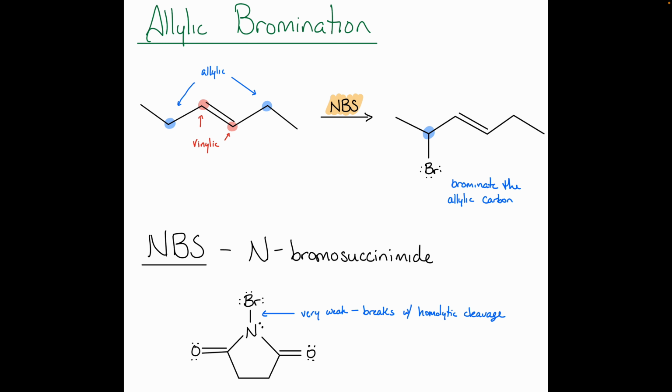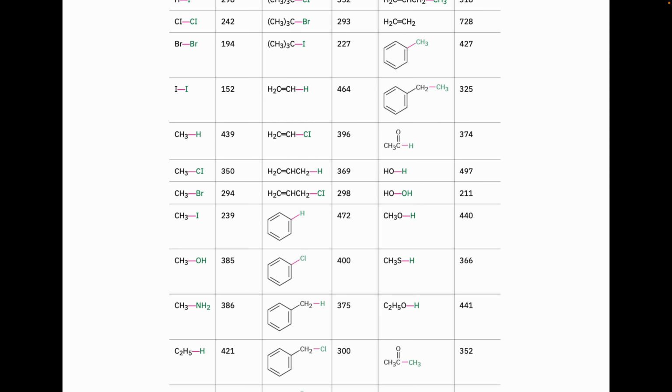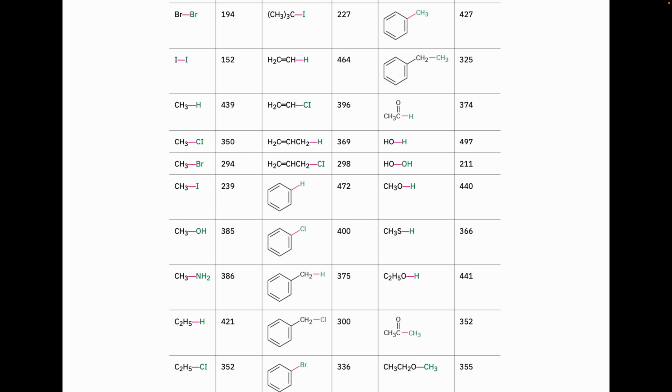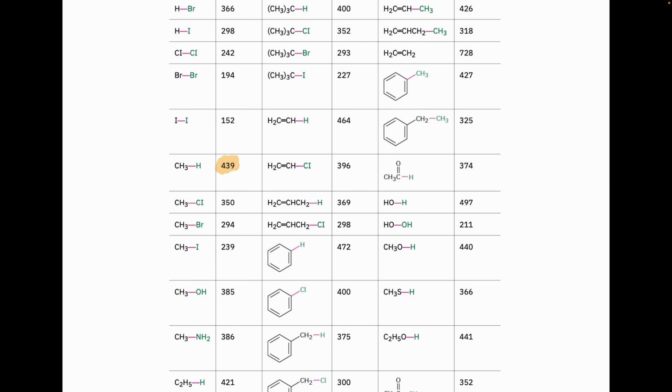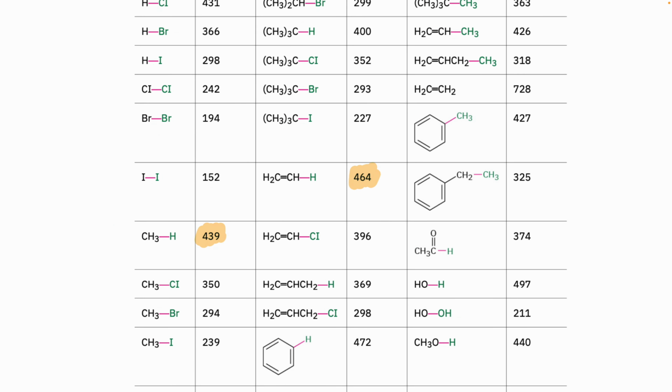So then why the allylic position? All right, if we go back to our bond dissociation energies here, we can look up an sp3 carbon-hydrogen bond. We can look up an sp2 carbon-hydrogen bond. Those are all over 400, 440, 460 kilojoules per mole. And then if we look at that allylic carbon-hydrogen bond, what do we notice?